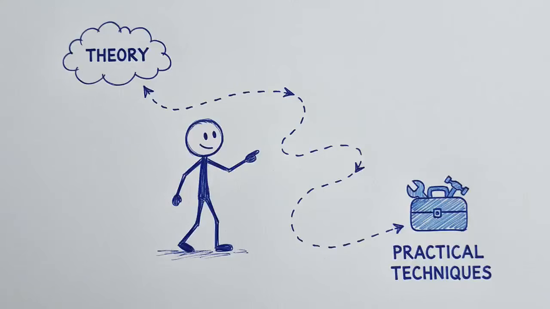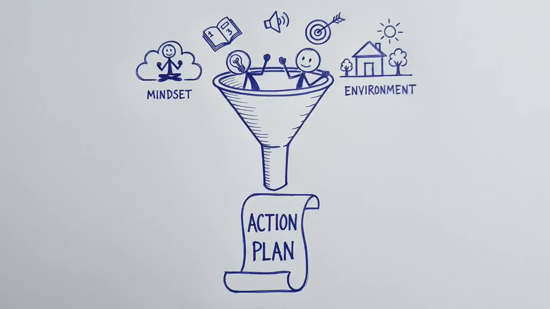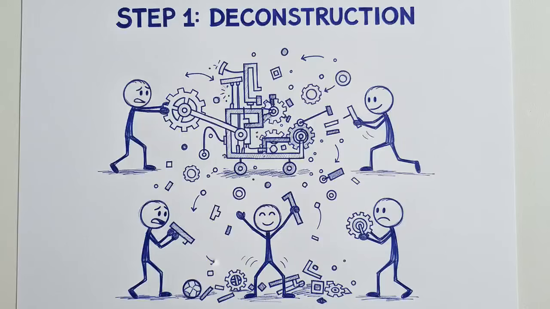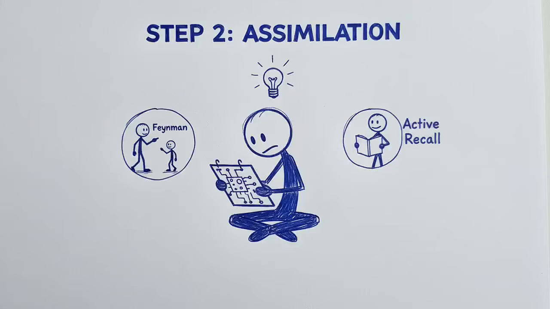We have covered a lot of ground, moving from high-level theory to practical techniques. Now, let's distill it all down into an actionable plan you can start today. Here is the synthesis method in a nutshell. Step 1 is deconstruction, where you break your chosen skill down into its smallest fundamental components. Step 2 is to assimilate by actively engaging with each component using techniques like Feynman and active recall until you truly understand it.